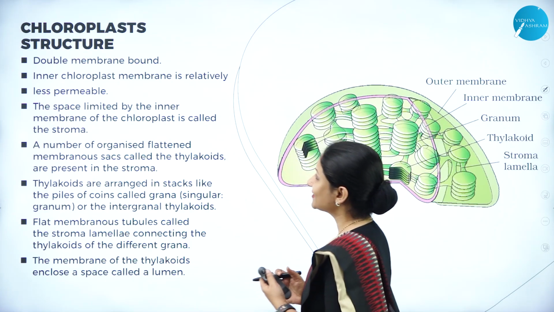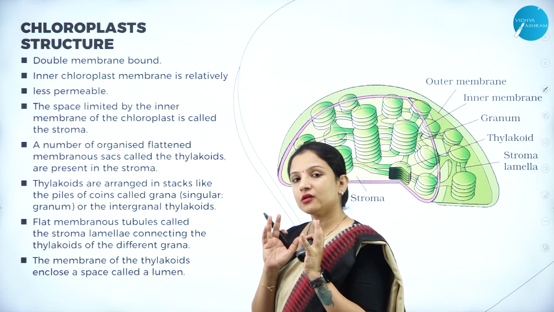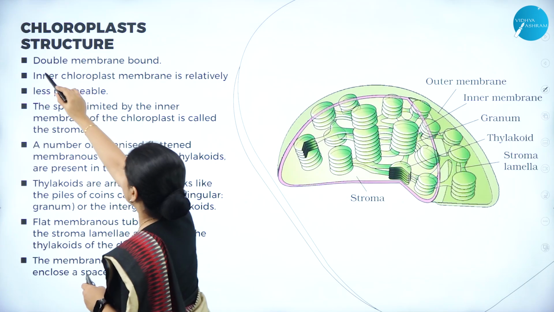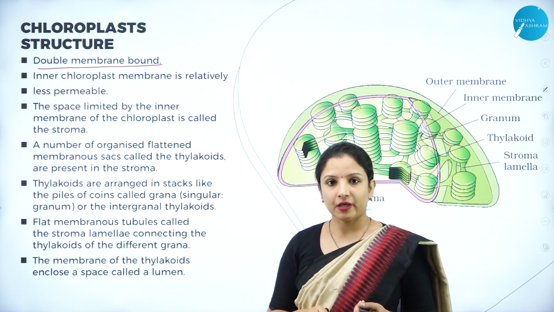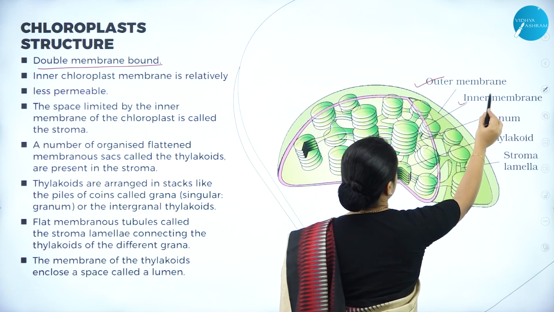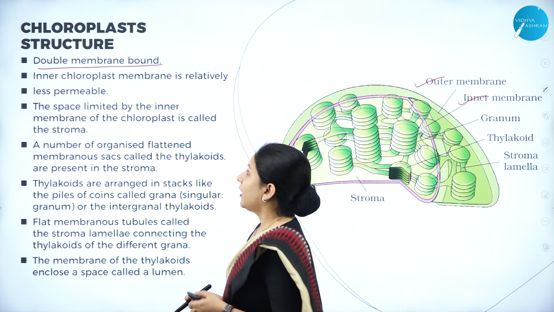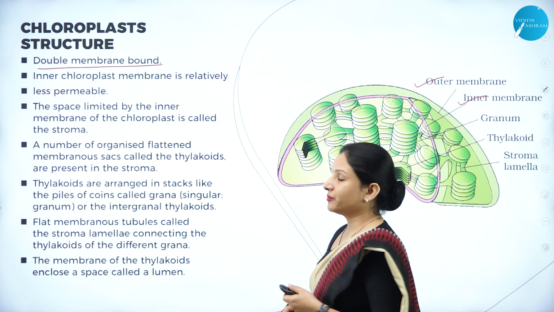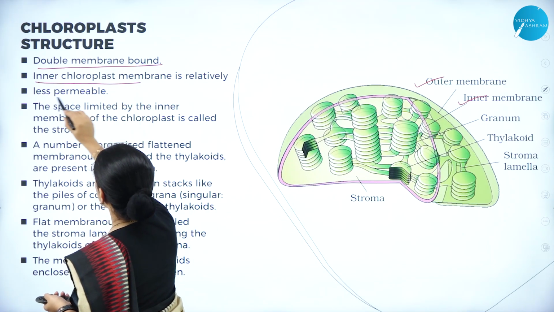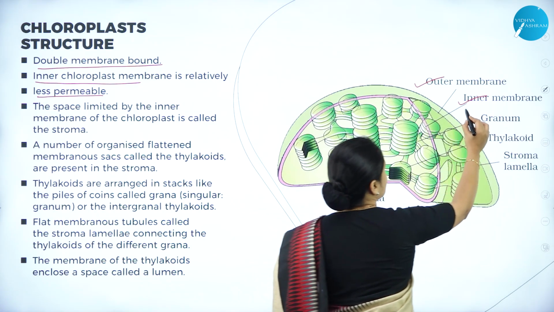Now let's move on to the structure of the chloroplast. So what is it made up of? So when we look at the chloroplast, it has two membranes. So therefore it is a double membrane bound organelle. So it has two membranes, that is the outer membrane and the inner membrane. And the inner chloroplast membrane is relatively less permeable. So which is relatively less permeable? The inner membrane. So the inner membrane of the chloroplast, it is less permeable.